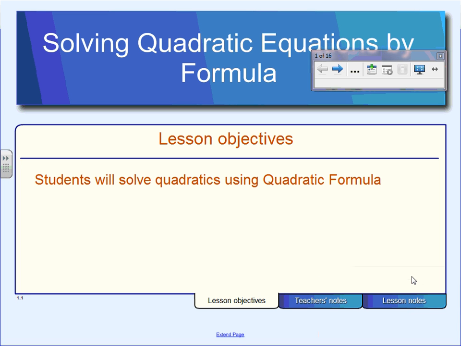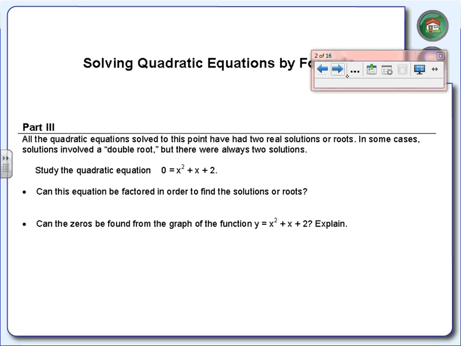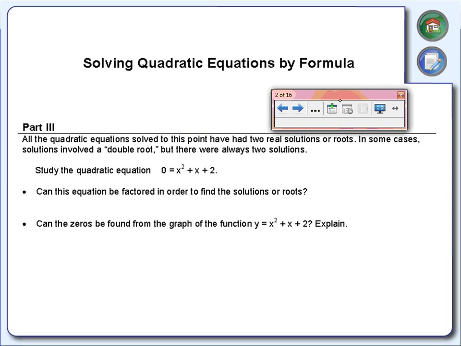All right, so at this point we've seen how to solve a quadratic using the factoring method and the graphing method. Today we're going to move on to something called the quadratic formula. So today you're going to be solving those quadratics using the quadratic formula, which some of you may be familiar with already. But before we do that, there's a couple of things that we've got to talk about first.